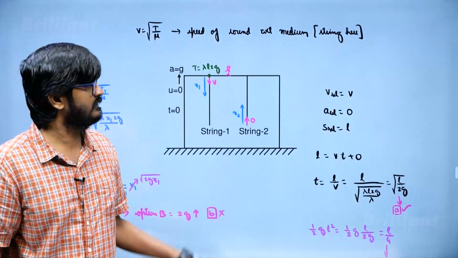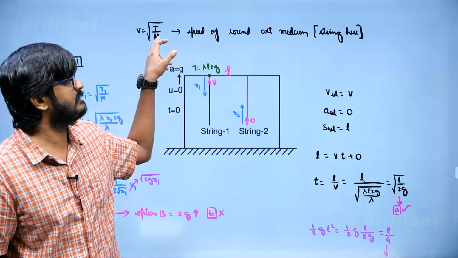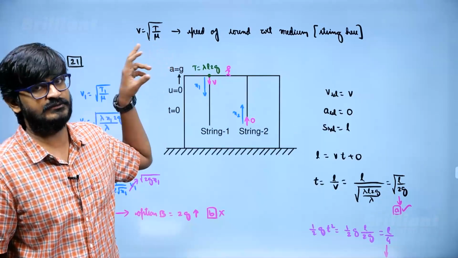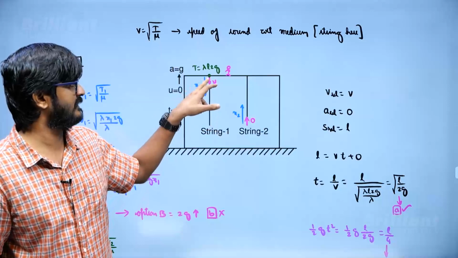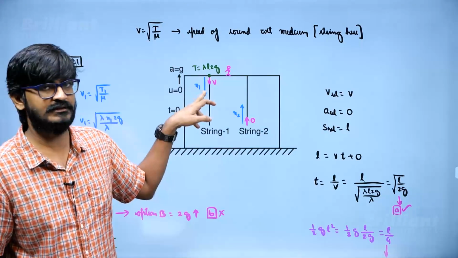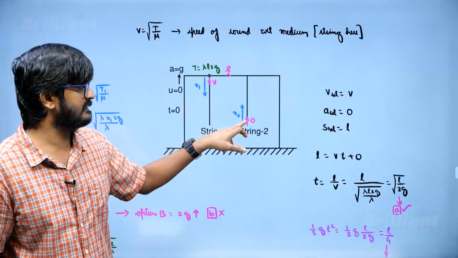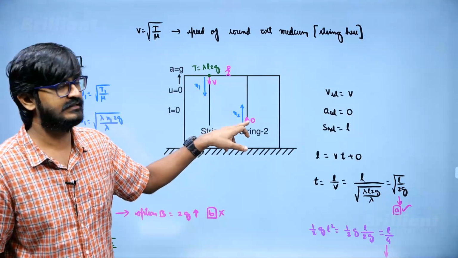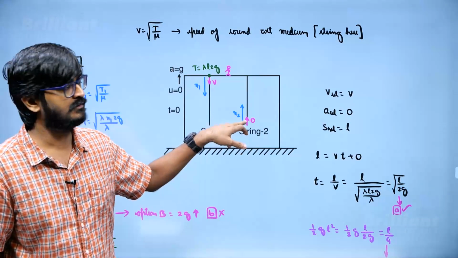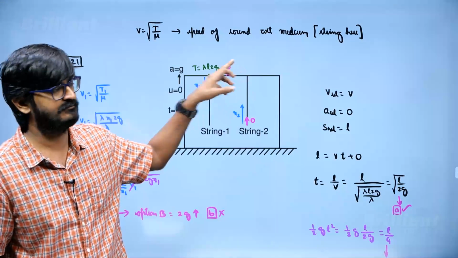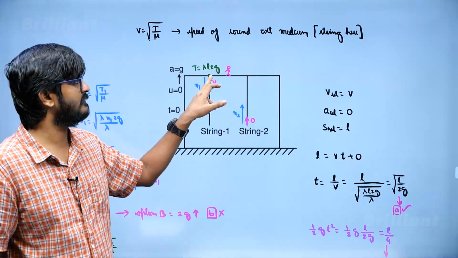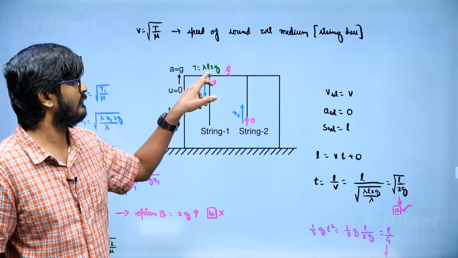So first of all, v equals root of T by mu. This is the speed of the wave with respect to the medium, that is, speed of wave with respect to the string in this particular case. Now one pulse is generated here, one pulse is generated here. What is the tension here? Tension here is 0, the speed is 0, but that speed is going to increase with time. What about the speed here? Speed here will be root of T by mu. Now what is the tension there?